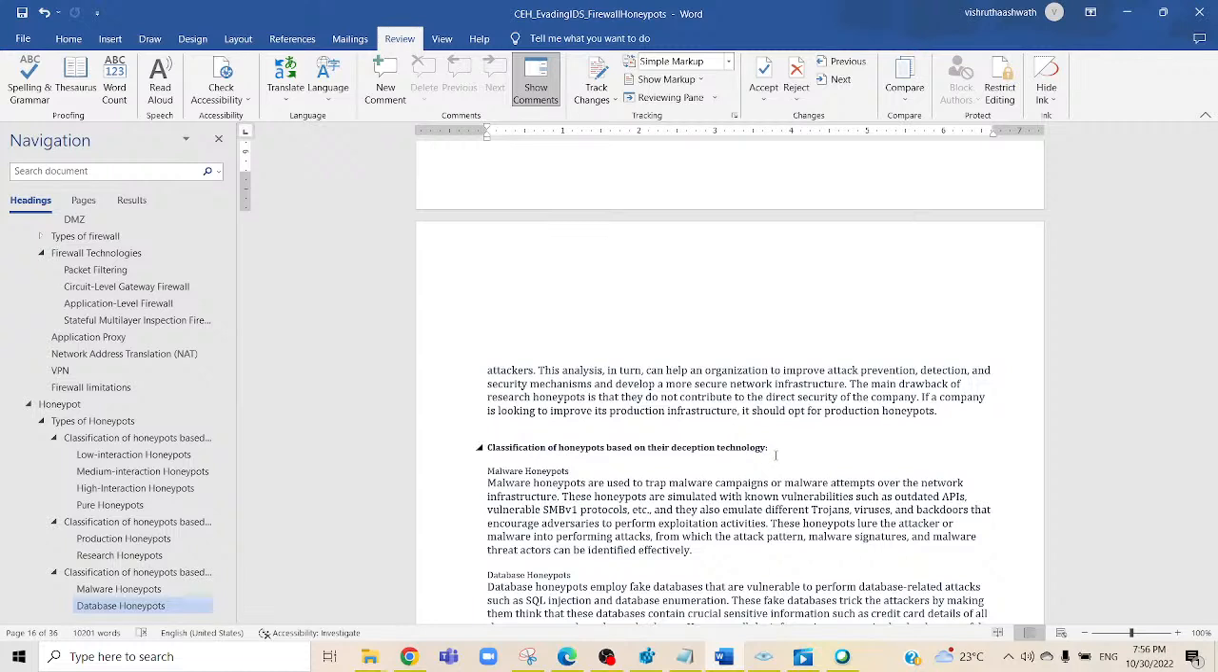The main drawback of research honeypots is that they do not contribute to the direct security of the company. If a company is looking to improve its production infrastructure, it should opt for production honeypots.